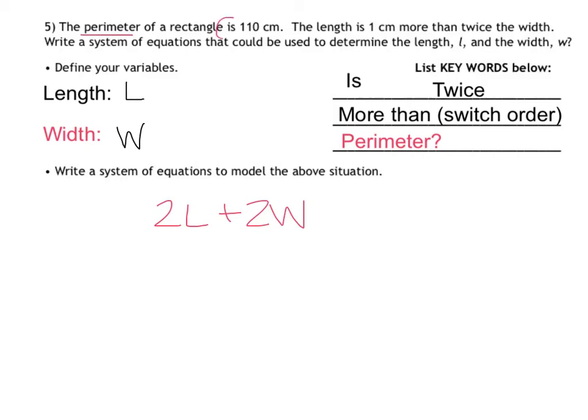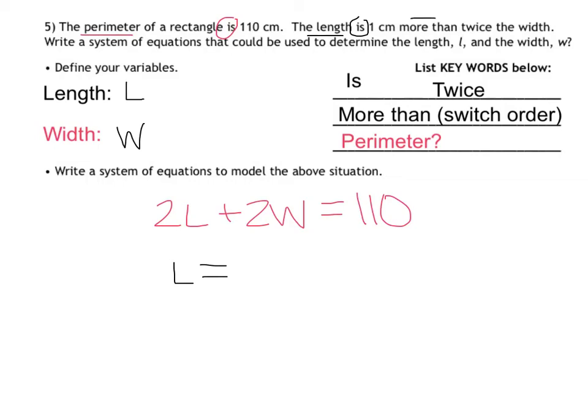The next keyword I see is "is," which we know means equals. And what does it equal? 110. Now let's move on to the second equation. Starts off with the length. Well, what does length mean? It means the letter L. And the next word I see is "is," we know means equal. So L equals, the length is.